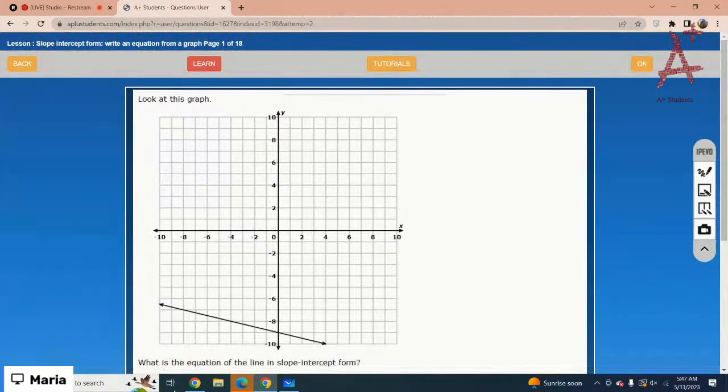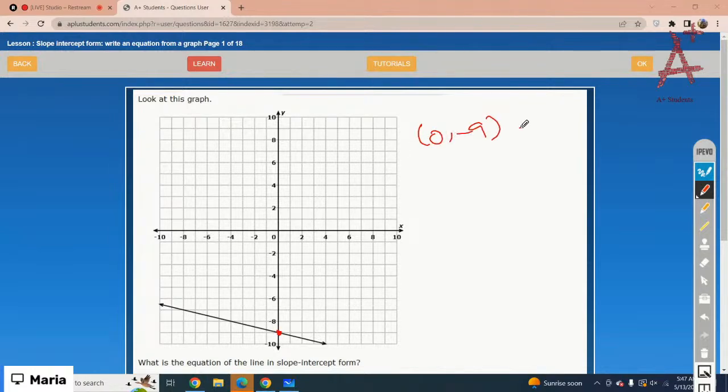Okay, look at this graph. You're given a graph, and you have to find the same two things, the y-intercept and the slope. Got it? The y-intercept of the graph is the point where the graph is touching the y-axis. So here it is. Got it? It is negative 9. X is 0 and y is negative 9. That is the y-intercept of the graph.